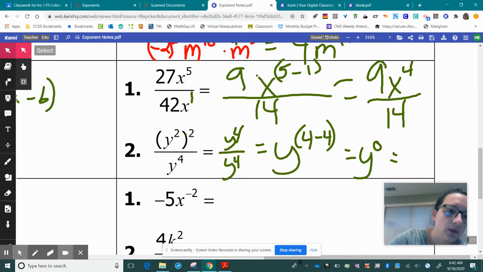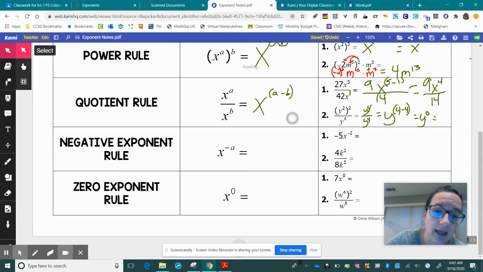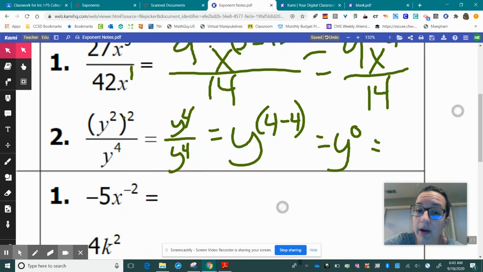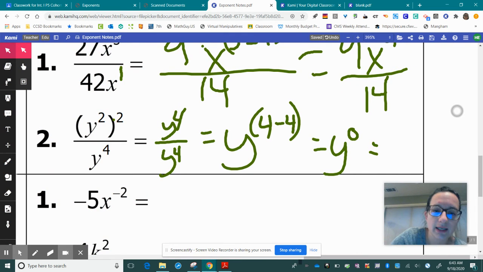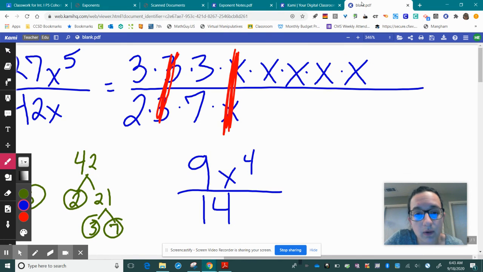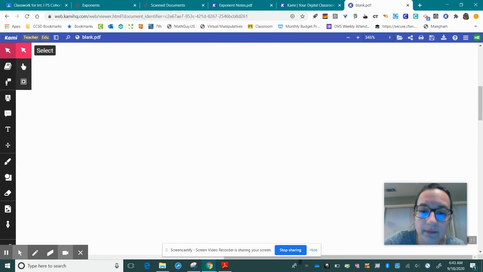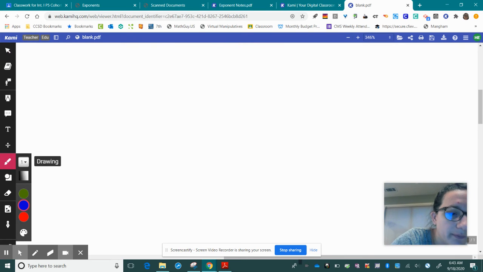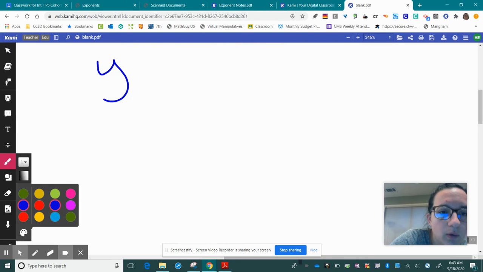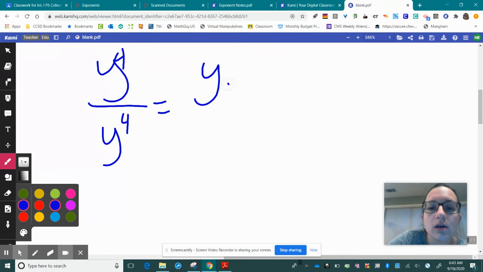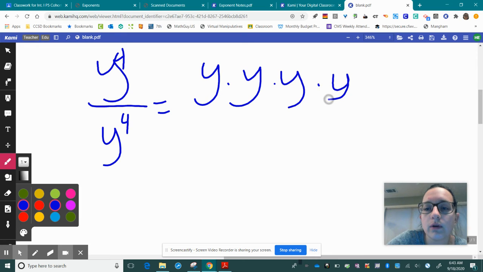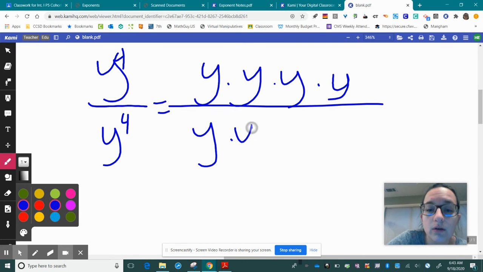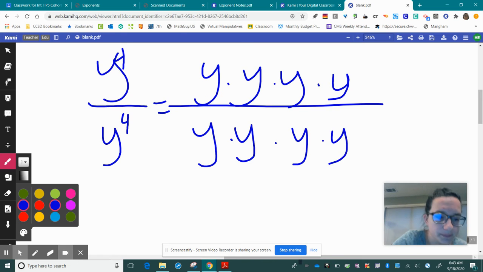Now, this rule is technically at the bottom. But let's see if we can figure out this 0 rule with breaking it down. So I'm going to go back to my other page and break it down from the y to the 4th divided by y to the 4th to see if we can figure out what our answer is before learning the rule. Okay, here we go. So we have y to the 4th over y to the 4th, which gives us 1, 2, 3, 4. 1, 2, 3, 4.